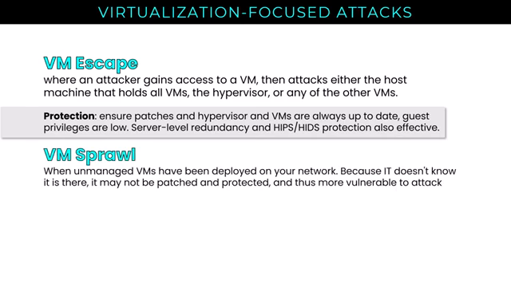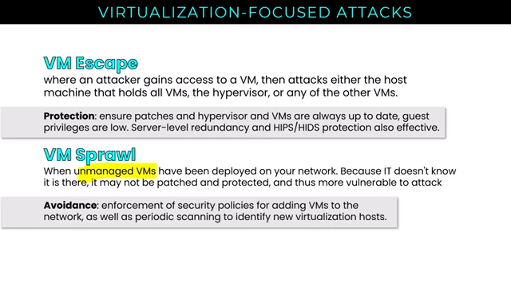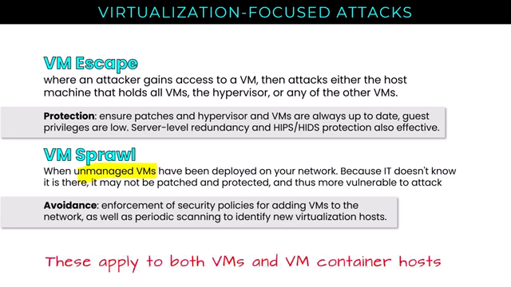There's VM sprawl, when unmanaged VMs have been deployed onto your network, and because IT doesn't know it's there, it may not be patched and protected, and thus it's more vulnerable to attack. So to avoid VM sprawl, enforcement of security policies for adding VMs to the network, as well as periodic scanning to identify new virtualization hosts on our network. And these would apply to both VMs and VM container hosts that we use in containerization, like Docker and Kubernetes.